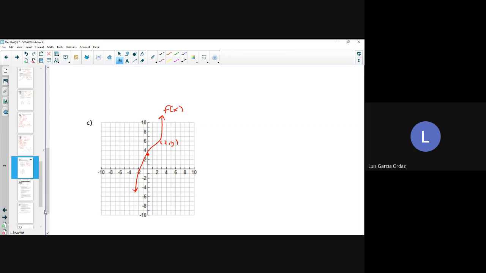Again, this is a rough sketch. I was not trying to figure out exactly what this graph was going to look like. I was just figuring out what it would roughly look like given the characteristics of my second derivative graph.